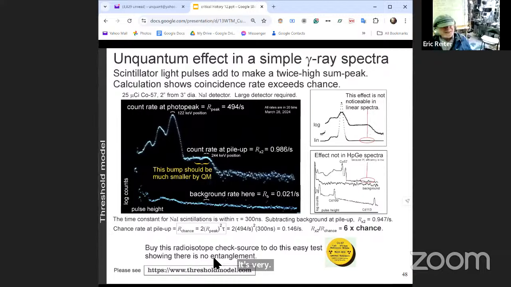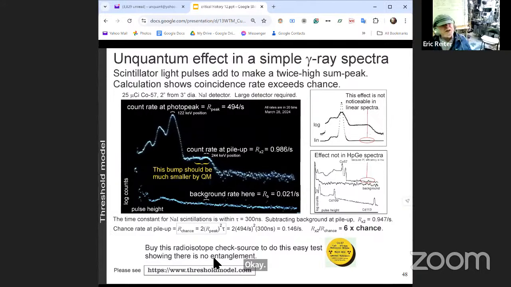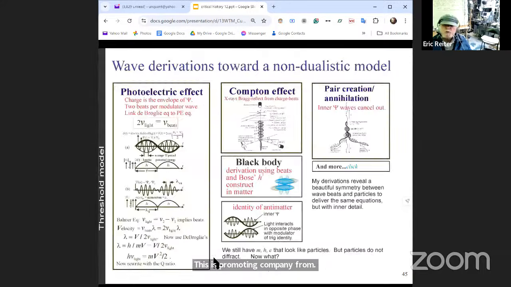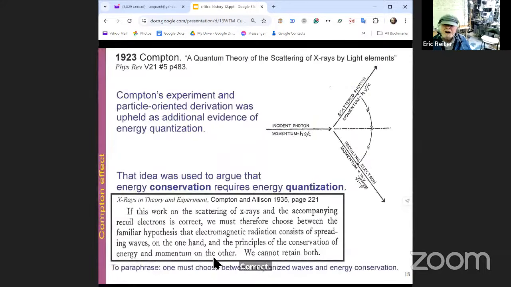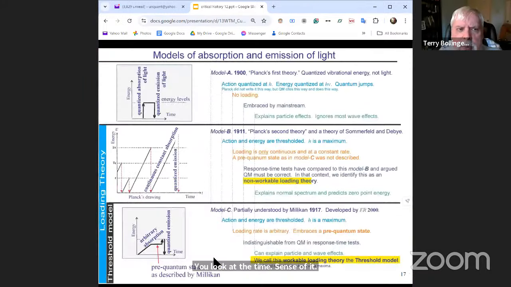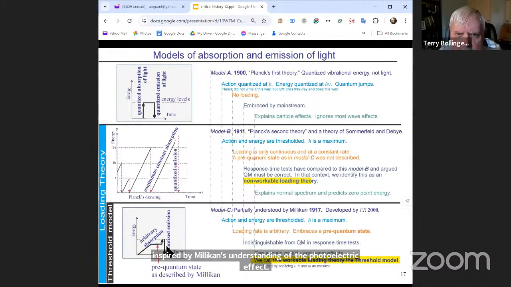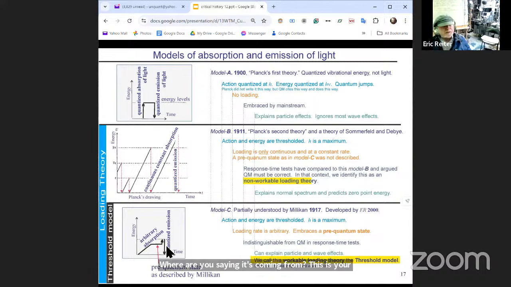What doesn't work? Preloading coming from a continuous source? It's a time sense as to how you look at how it loads up. Well, where's your preloading coming from? You introduced an idea of preloading. Where's the preloading coming from? It's inspired by Millikan's understanding of the photoelectric effect. This is your theory, so where's your preloading?